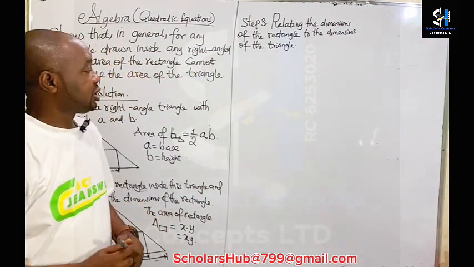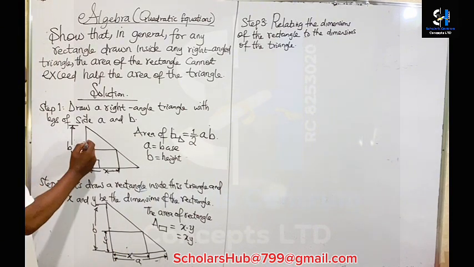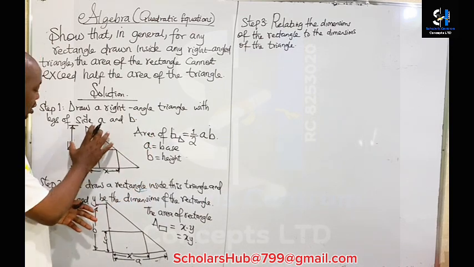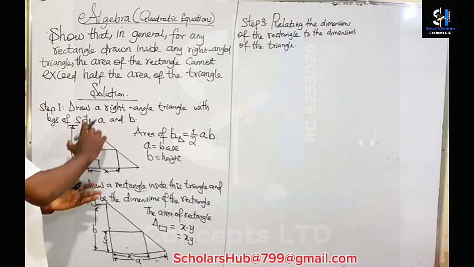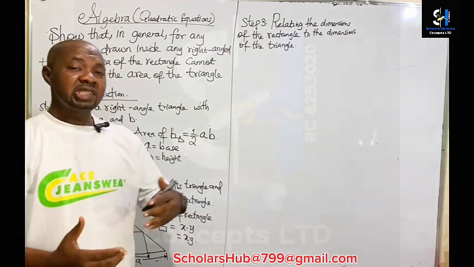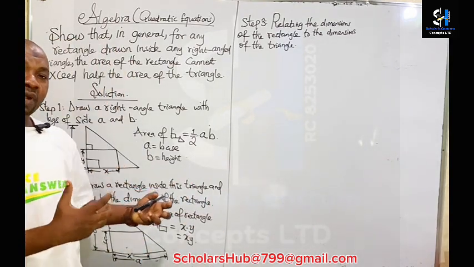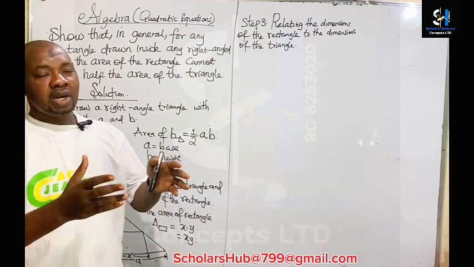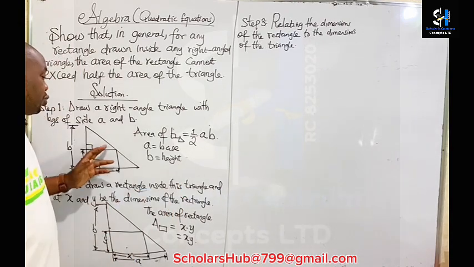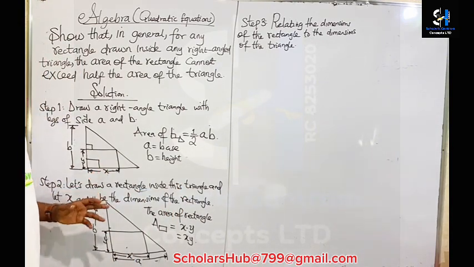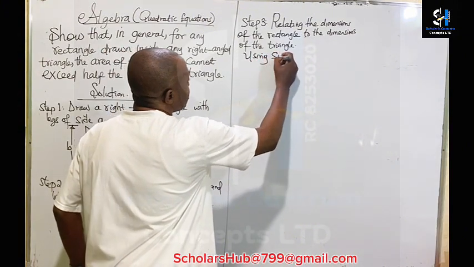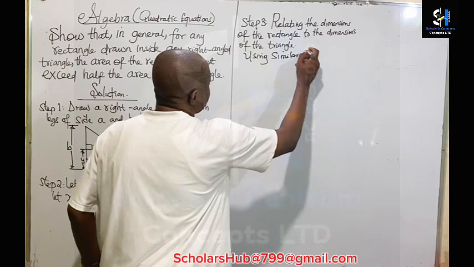So if you are going to use similar shapes, we have another right angle triangle. The smaller right angle triangle at the top of the rectangle, which is inside the larger right angle triangle, will be similar to the larger right angle triangle. So their corresponding sides will be related using similar shapes.